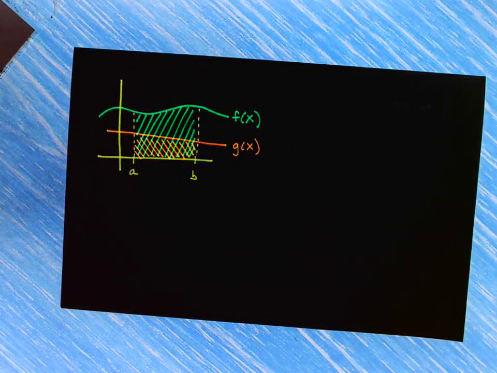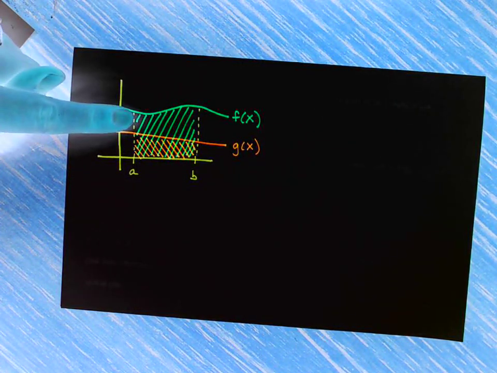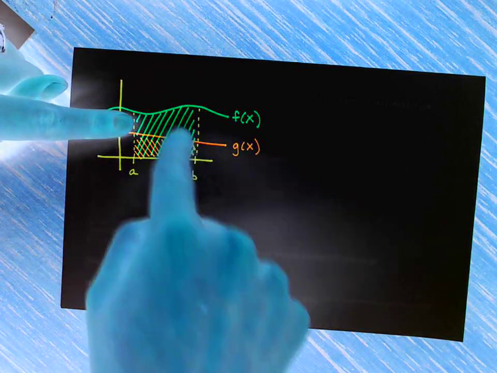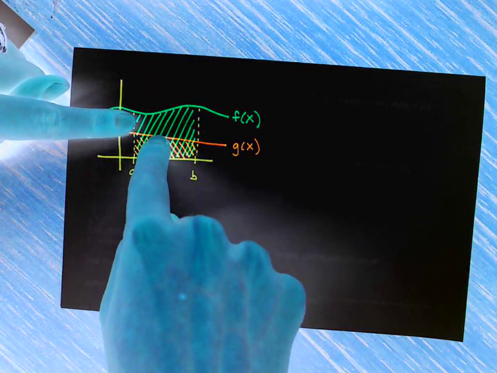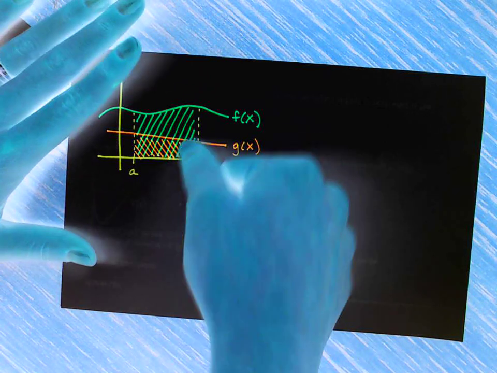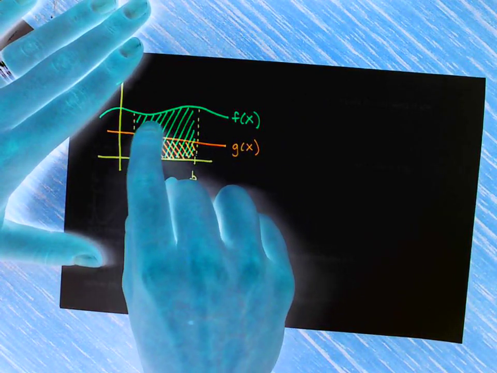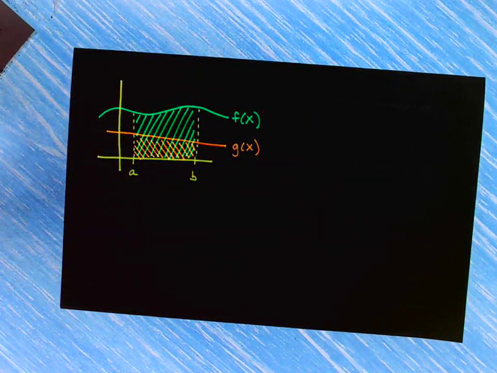So if I actually want to find the area between f of x and g of x, I'm going to find the area under the curve of f of x and subtract away the area under the curve of g of x, because that's going to leave me with this area here between f of x and g of x. So that's what we're going to be doing today.